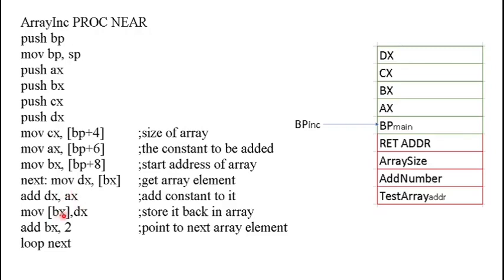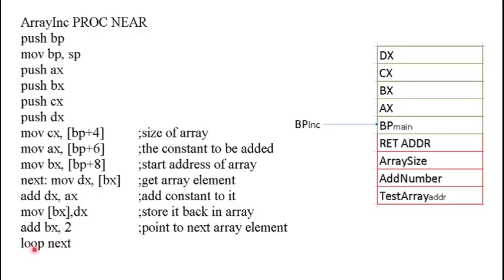Now what we need to do? We need to proceed to the next element of the array. So each array element, as we have seen earlier, is a word sized element. So we need to move 2 bytes to get to the next element. BX is currently pointing to the first element of the array, so the location of the next element can be found out by adding 2 bytes to the value in BX. So BX plus 2 will give us the address of the next element to be processed.